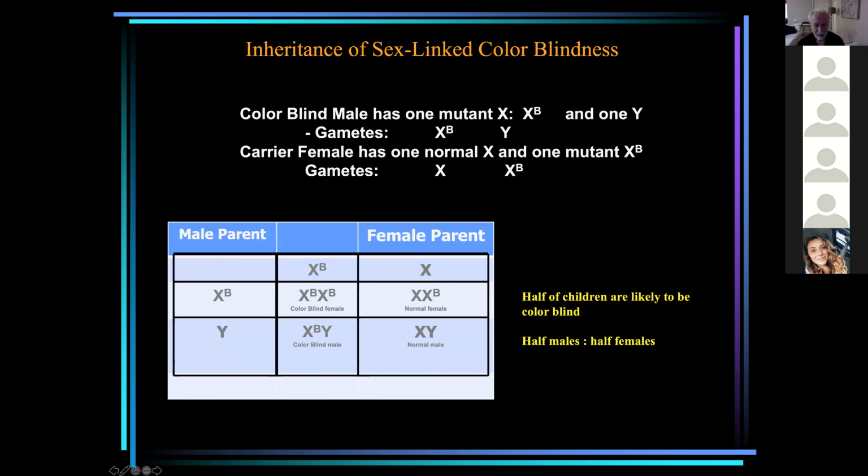We have a colorblind male who has 1 X and it's mutant. So we call that XB for blind. And he has 1 Y. So the gametes that he can produce are XB and Y. The female is a carrier, so we know that she has 1 normal X and 1 mutant X, XB. So the gametes that she can produce are X and XB.